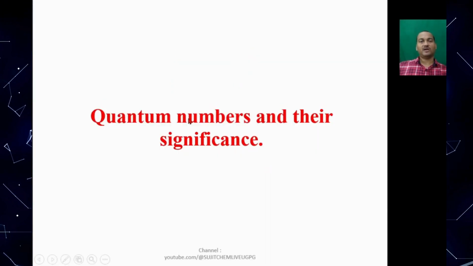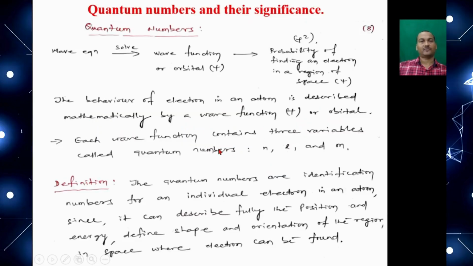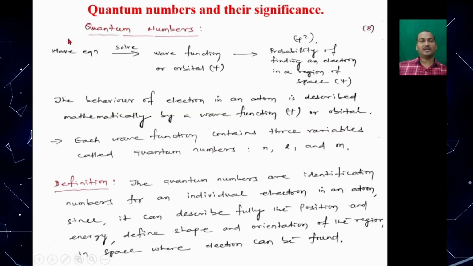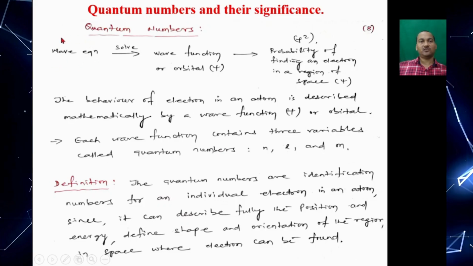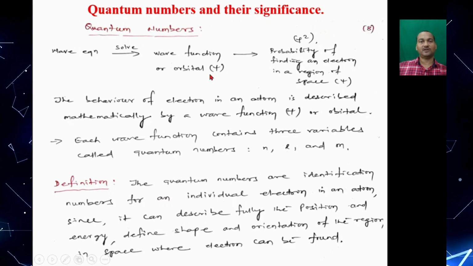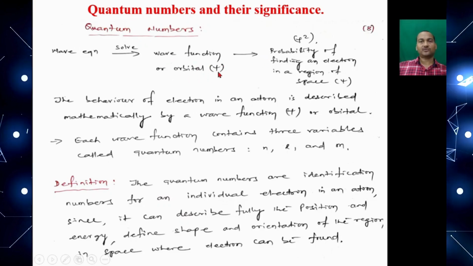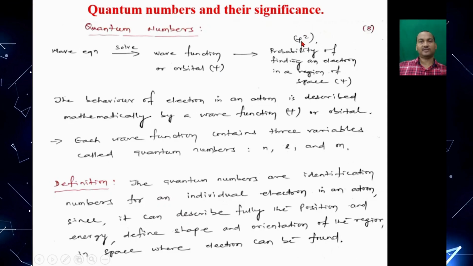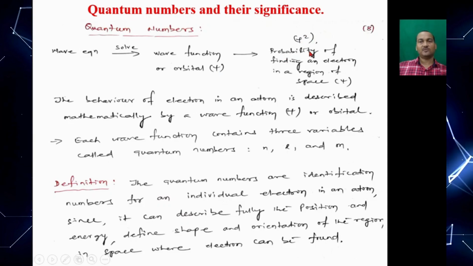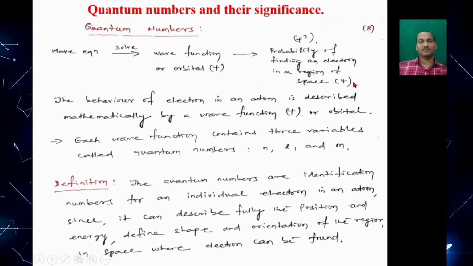So let's talk about what quantum numbers are and their significance. We know there is a wave equation called the Schrodinger wave equation. If we solve it, we get the wave function psi, or we can call it an orbital. When we take the square, we get psi square, which is the probability of finding an electron in a region of space.